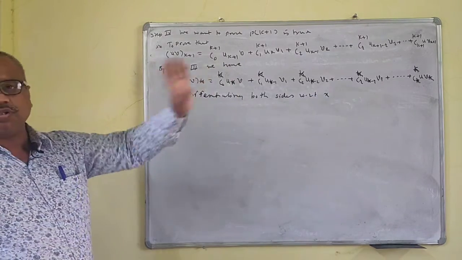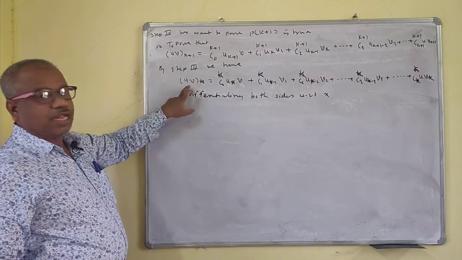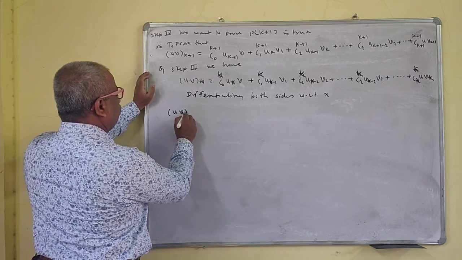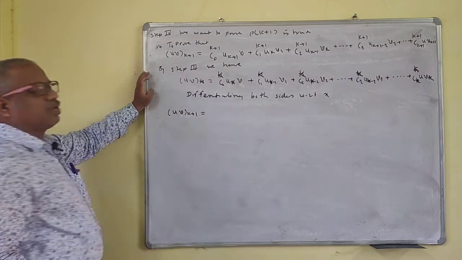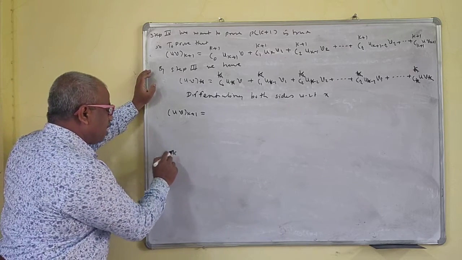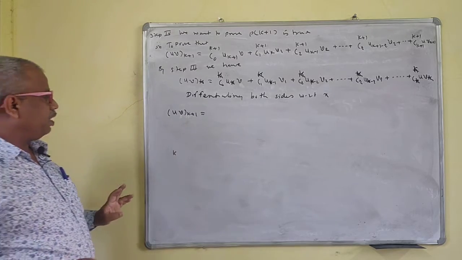Okay. We will differentiate both the sides with respect to x. So we are differentiating this with respect to x. That means just one derivative is added now. This is u v k plus 1. So one derivative, right? If your derivative is k and you are taking the derivative, it will be the k plus 1 derivative. So you get here u v k plus 1.